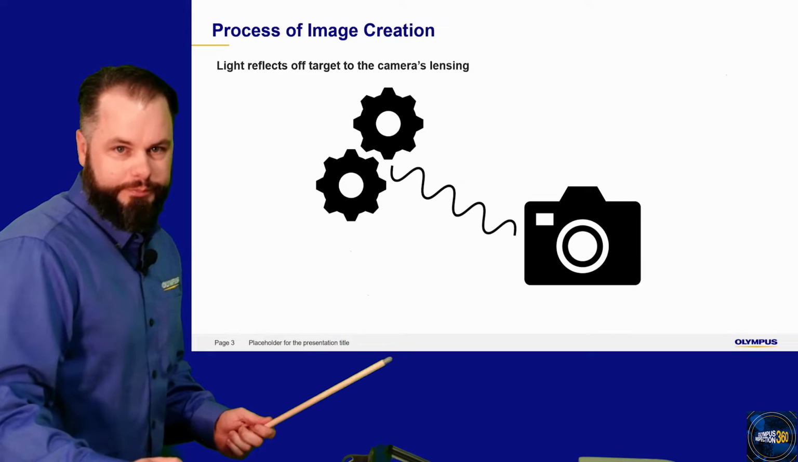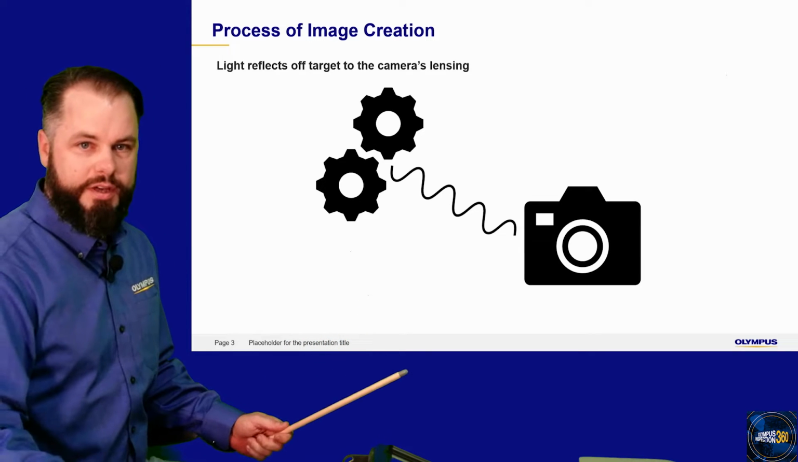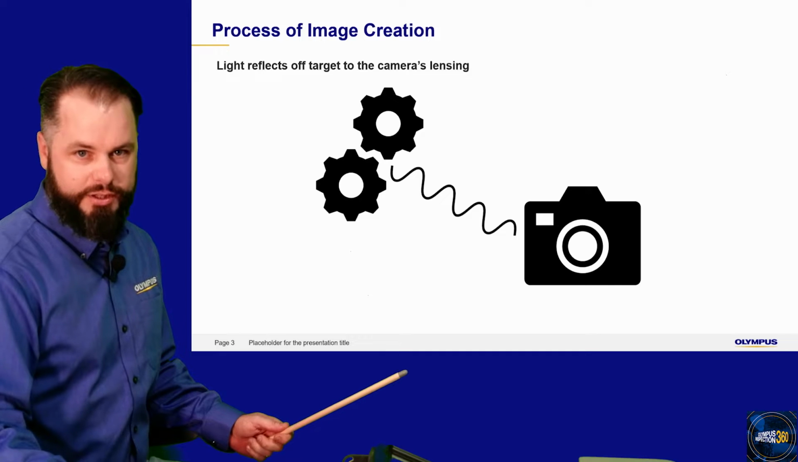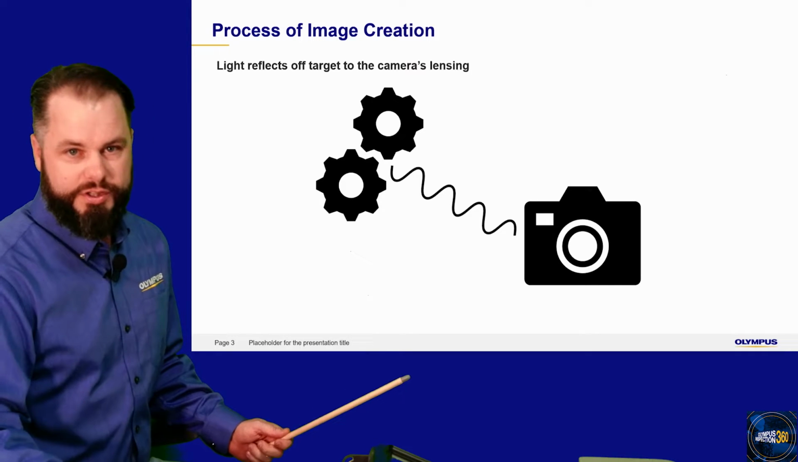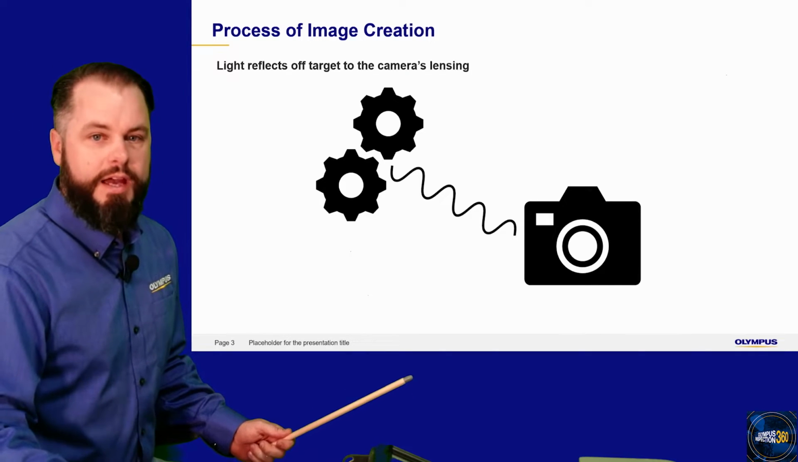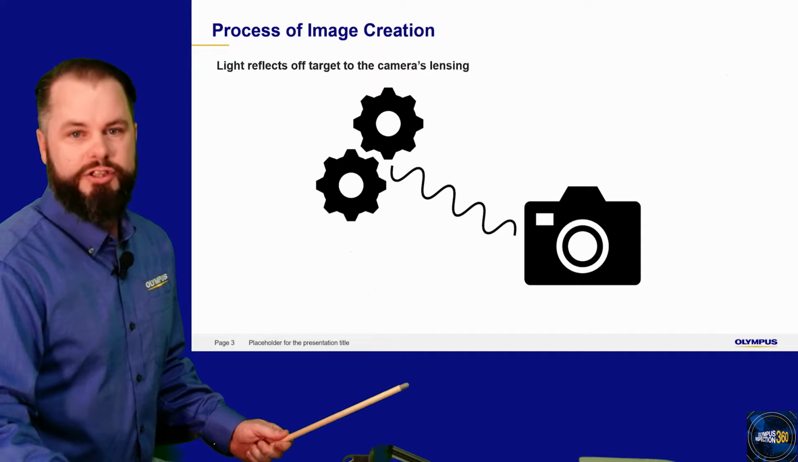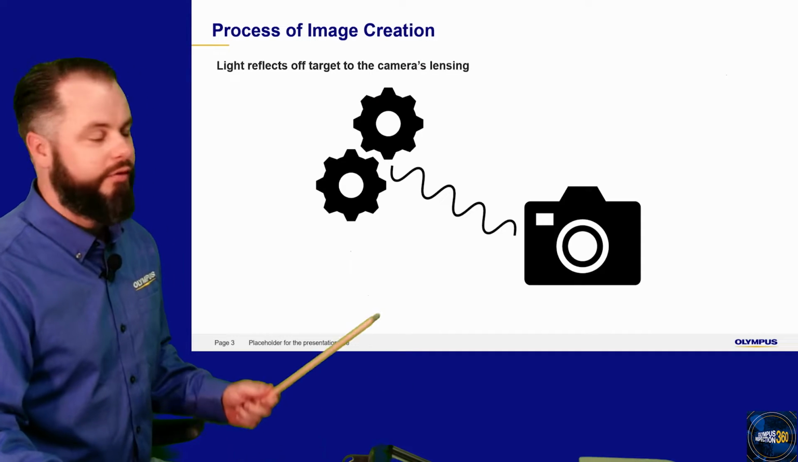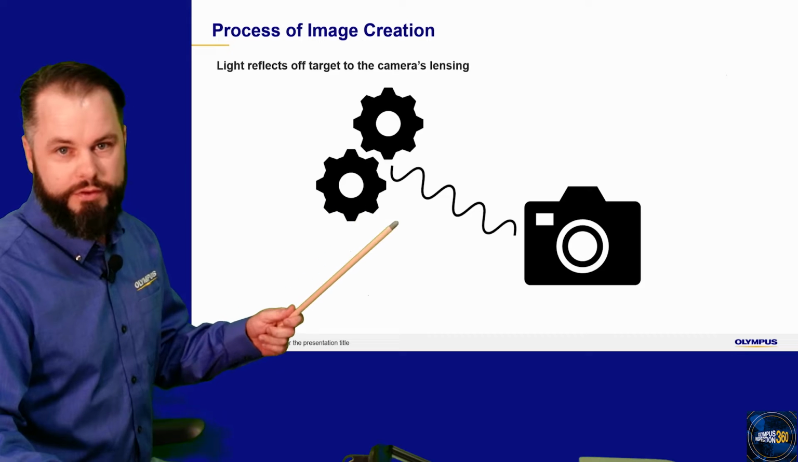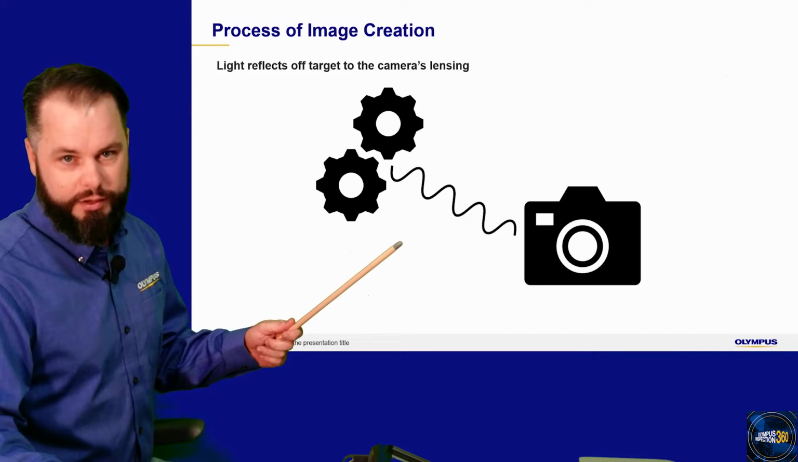So the first step in the digital image creation process is light. Of course, to have an image, you have to have light. An image is nothing more than an organized collection of light that is reflected off of what you are taking an image of.